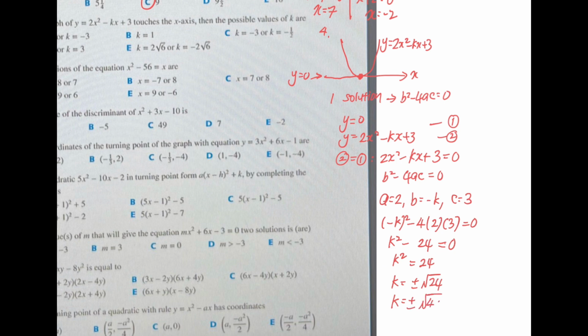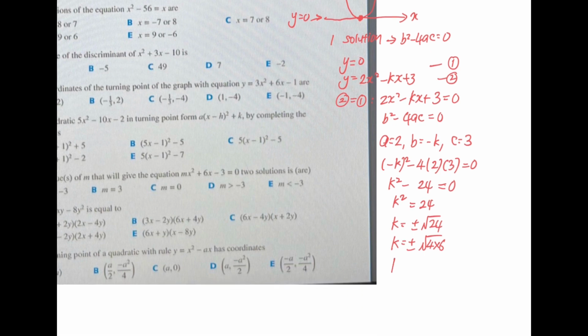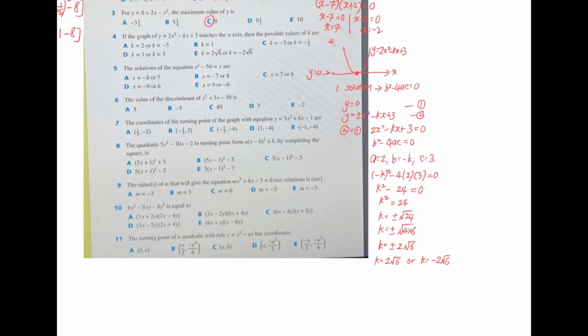And let's say I simplify this to 4 times 6. The reason that I do so is because I can square root the 4 to be 2, and the 6 I cannot square root, so I remain this as surd. Then I have two answers, which is 2 root 6 or negative 2 root 6. So I have two answers. Okay, so now when I look at the choices that I have, question 4, these are the two answers. So the answer is E. Okay, so this is the answer.